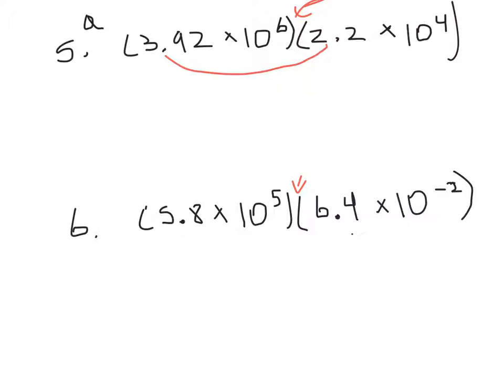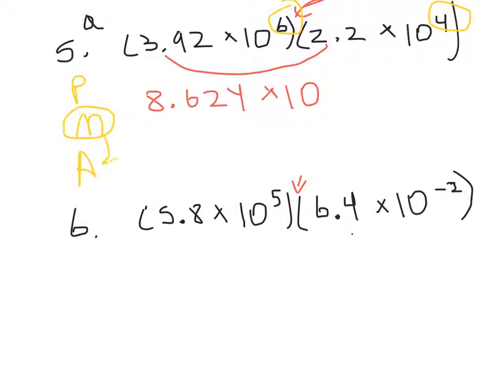So in this case, 3.92 times 2.2 is 8.624 times 10. And then we need to go ahead and add our exponents because we're dealing with multiplication. And remember, if sometimes you forget what you do with your exponents when you're dealing with multiplication, you can remember PMA, where it says if you're multiplying, you're going to A, or you're going to add them together. So in this case, we'll add our exponents of 6 plus 4, which equals 10.